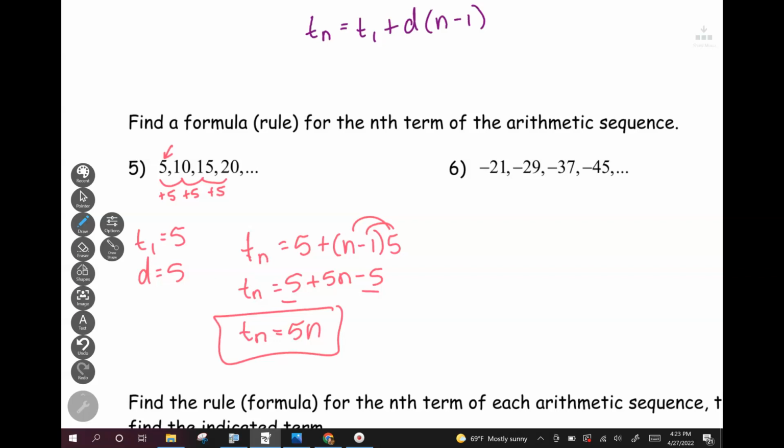Now you notice if you go back and do t1, t2, t3, so I'm plugging 1 in for n, 5 times 1 is 5. If I do 2 for n, 5 times 2 is 10. If I plug in 3 for n, 5 times 3 is 15. So you can actually check to see if your answer is right, because the first 3 terms are 5, 10, 15. Okay, let's try the next one.